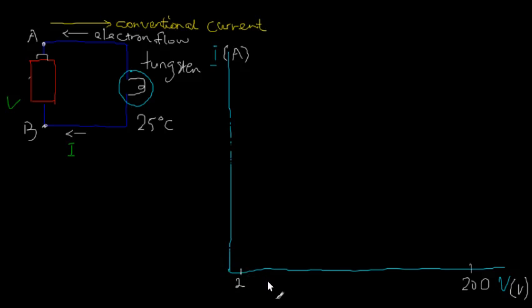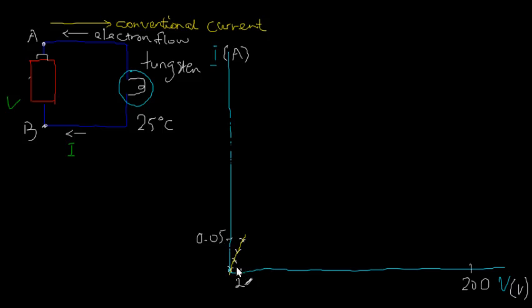Right, when I applied 2 volts just now, I said that the current might be about 0.05 of an ampere. That's the kind of value, and we get a roughly straight line graph for this small voltage. So that was the kind of result that I described in my previous video.